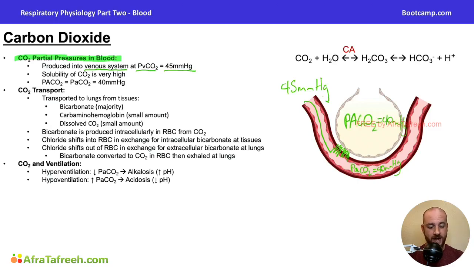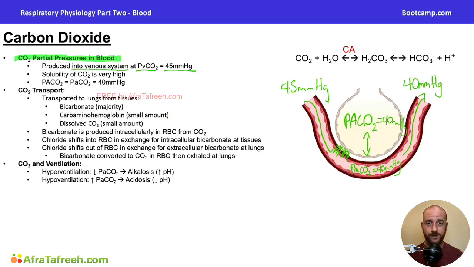And so, like I said, after equilibration, both of the alveolar and the arterial partial pressures of CO2 are going to be equal with each other, and they're both going to be 40 millimeters of mercury. And then furthermore, the blood is going to continue on to the arterial system containing a partial pressure of CO2 of 40 millimeters of mercury.